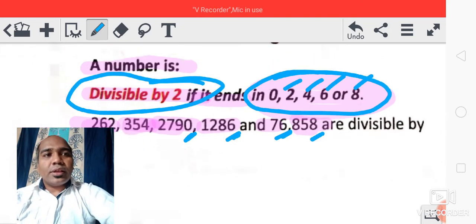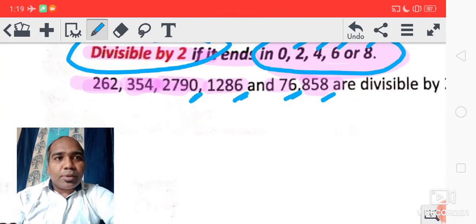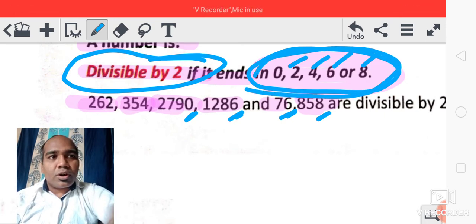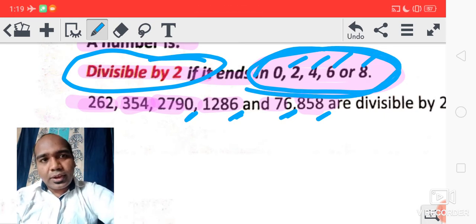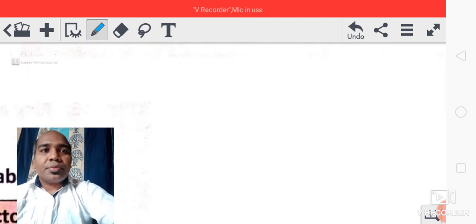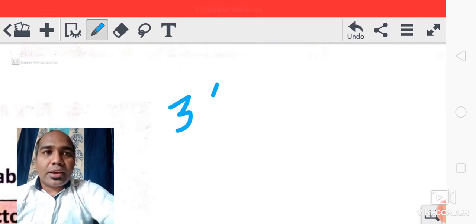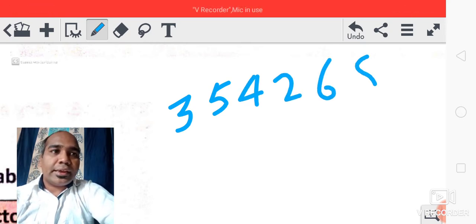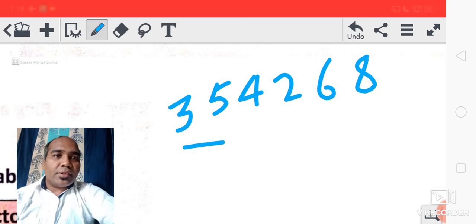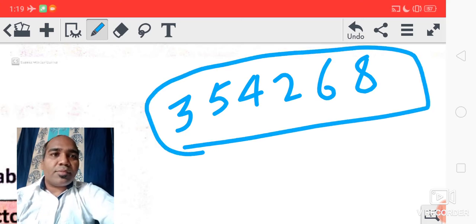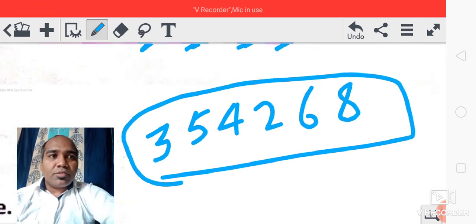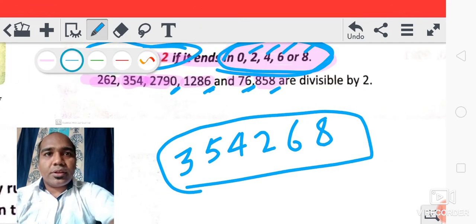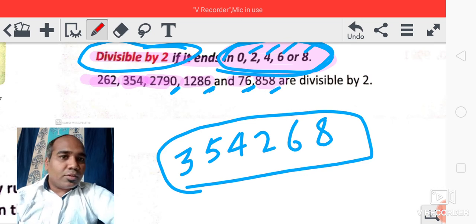So what is the rule? Any number will be divisible by 2 if the last digit is either 0, 2, 4, 6 or 8. Now if I ask you, 3,54,268, without division, can you say whether this number is divisible by 2 or not? Can you say? Then we'll say yes, it is divisible. No need to divide.